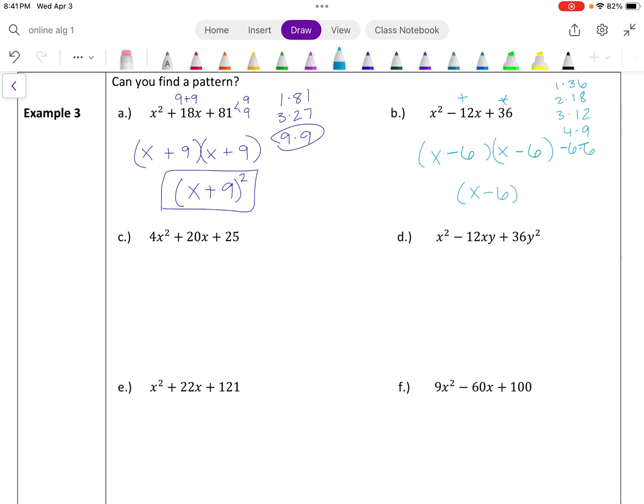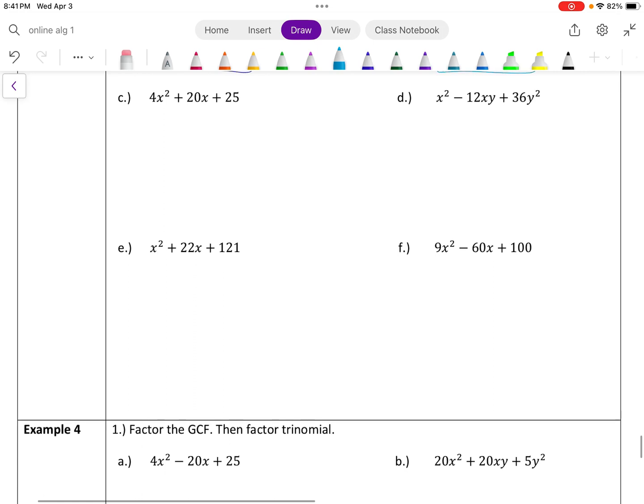And I can write this as x minus 6 squared, because squared, or to the second power, is how we write something times itself. All right, let's do a couple more here. 4x squared plus 20x plus 25. Well, 4 is a perfect square, 25 is a perfect square, so I'm going to see if this is a perfect square trinomial. 4 is 2 times 2, 25 is 5 times 5. Since this is positive, it must be positive. Let's check it to see if it works out.